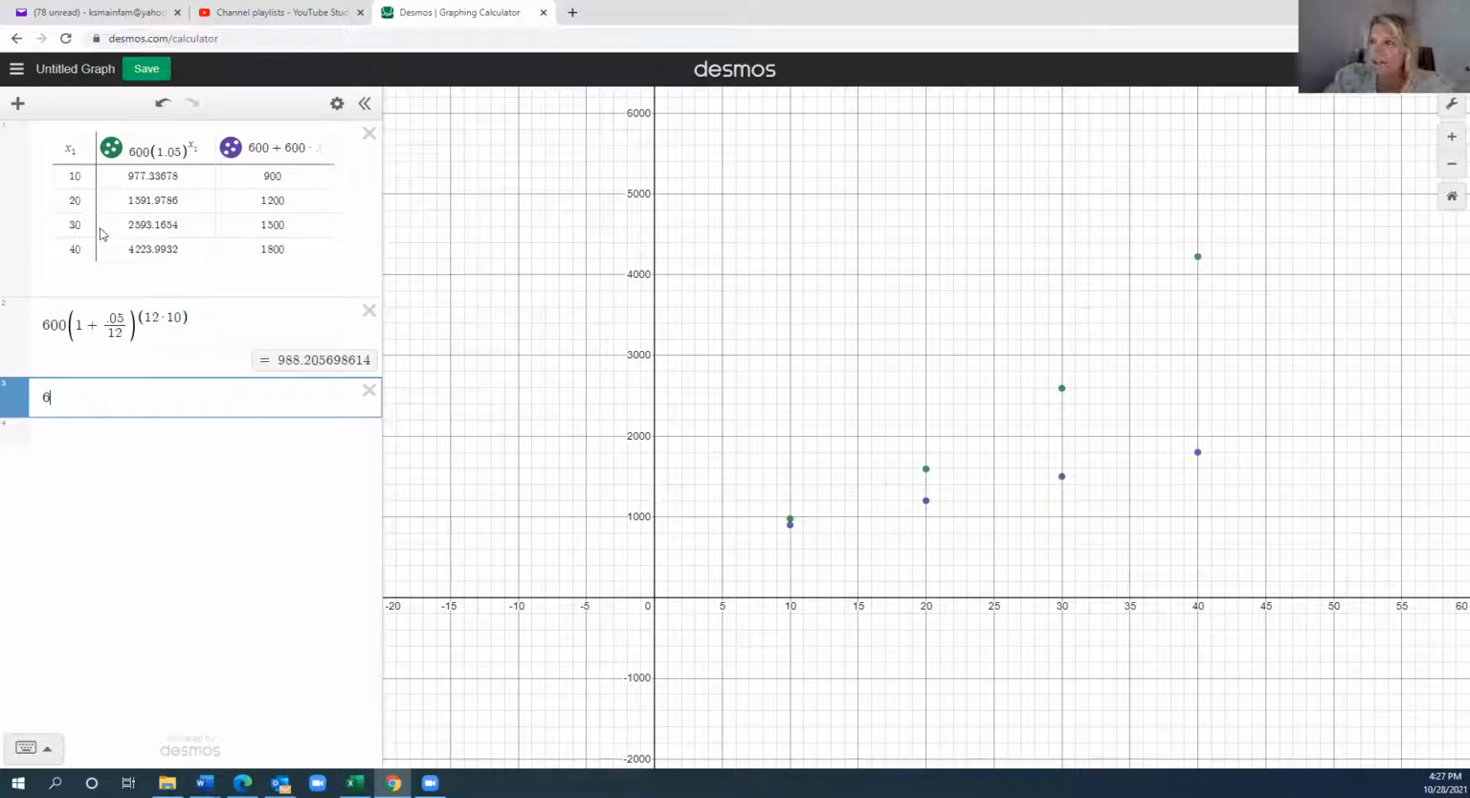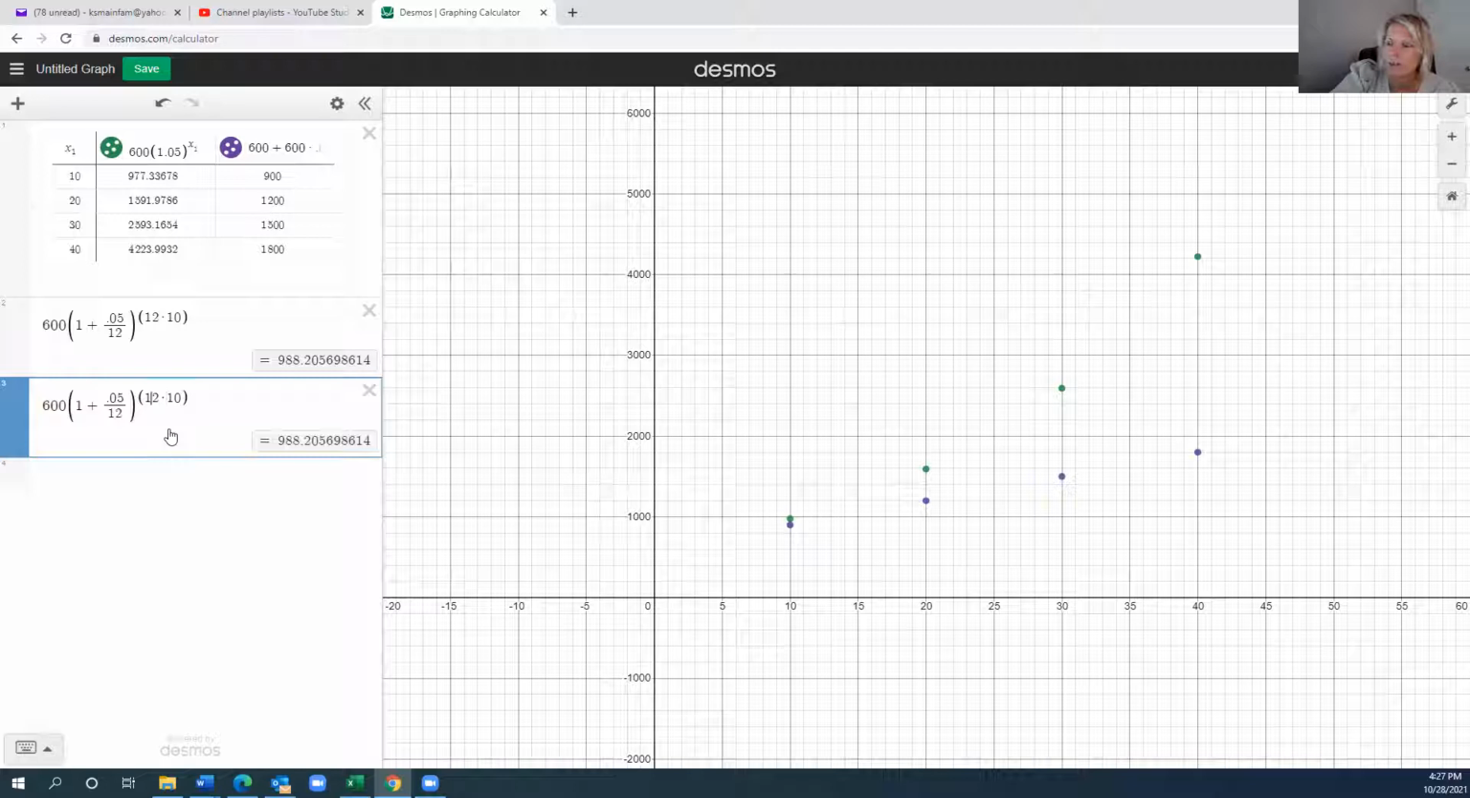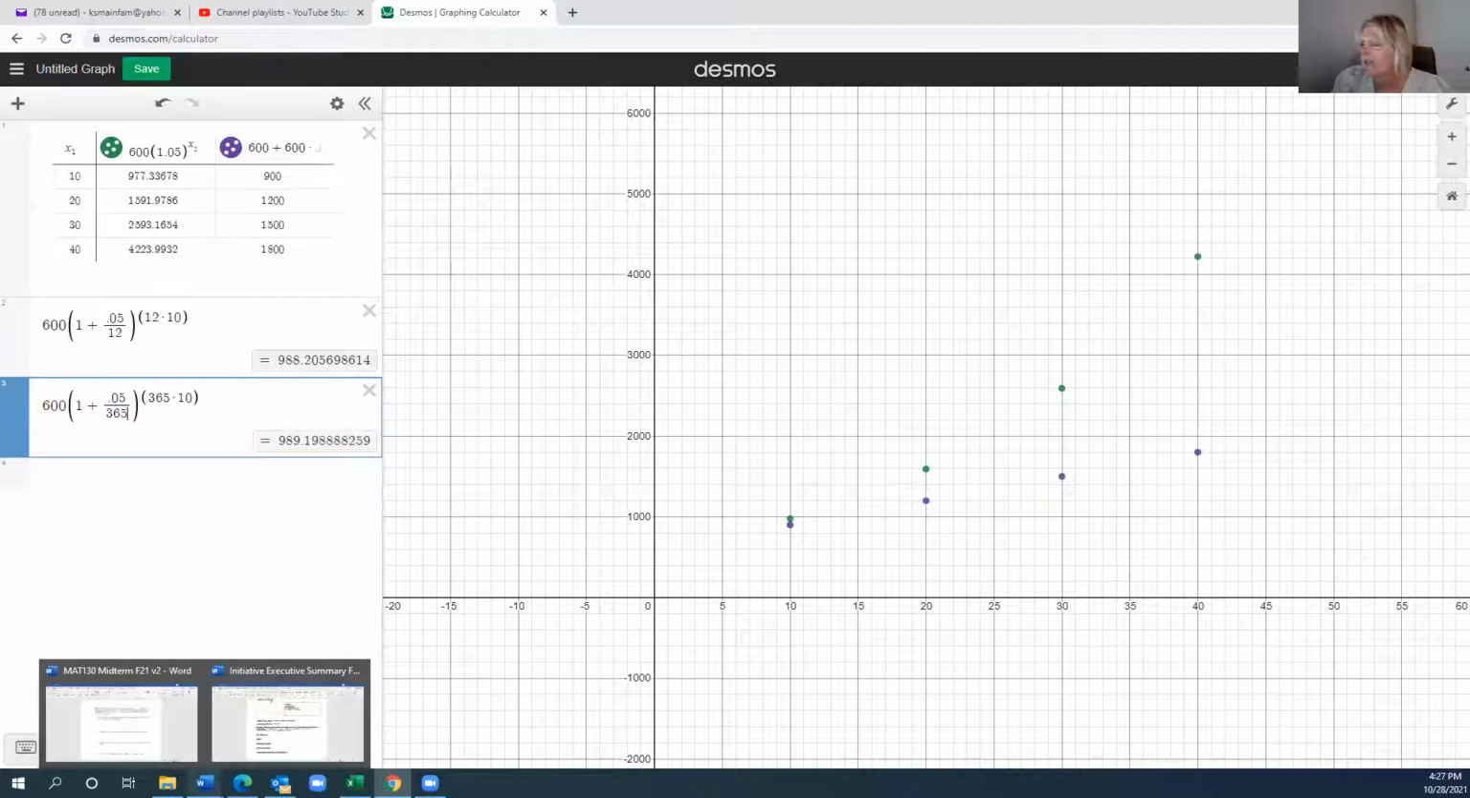And then the daily is going to be $600. Actually, the cool thing in Desmos is we can just copy that. Control C lets you copy, and then right here, Control V for Victor. I'm going to copy that and paste. And then for daily, instead of 12, we're going to have 365. And remember, you have to change it in both places. And we end up with 989, and rounded would be 989 and 20 cents.